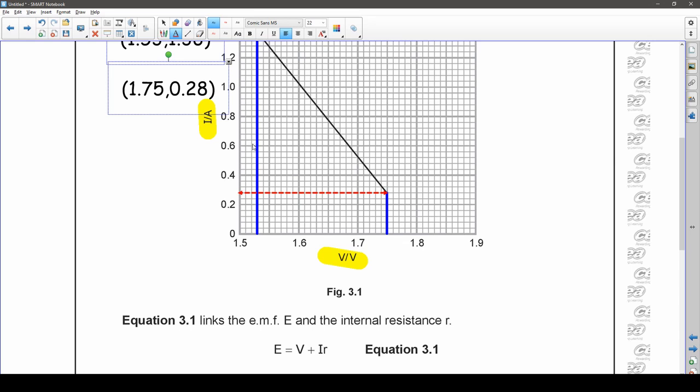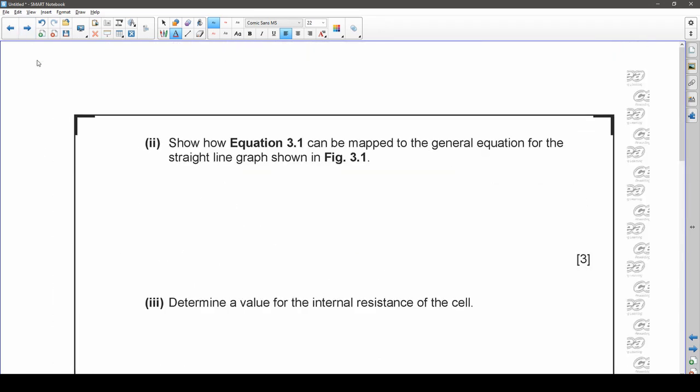Okay, so we need to compare this to y equals mx plus c. So E equals V plus Ir is our equation. So we start with that: E equals V plus Ir. Now the game is we need to get this in the form y equals mx plus c. So just write that up at the top just to remind ourselves what we're aiming for, that y equals mx plus c.